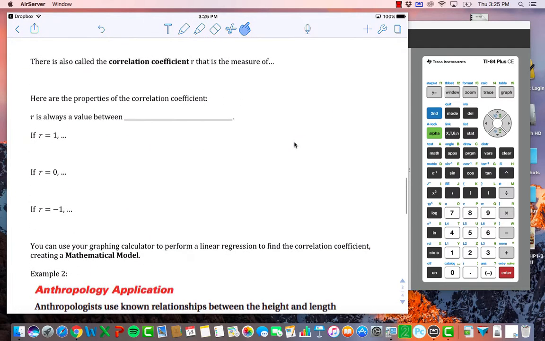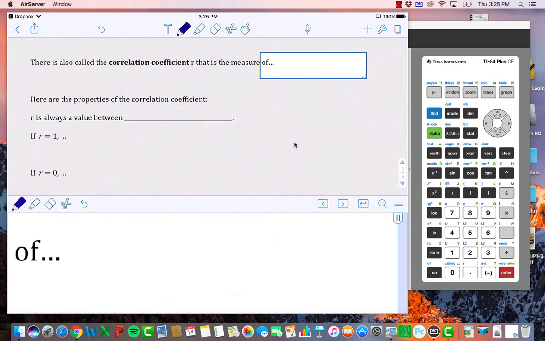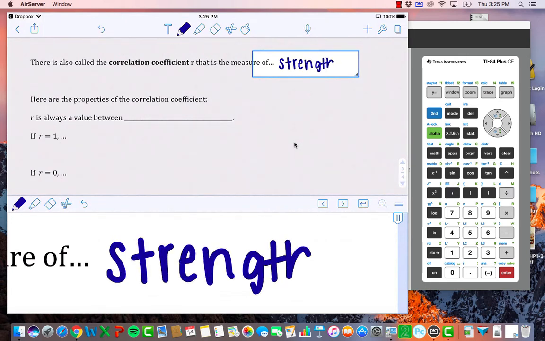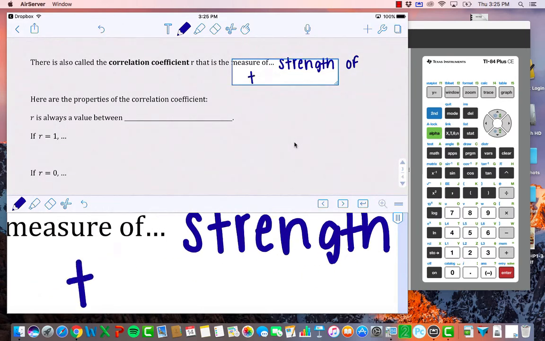So now we're going to talk about the correlation coefficient. And this is what we need the graphing calculator to help us with. And the correlation coefficient is the measure of the strength of the relationship.